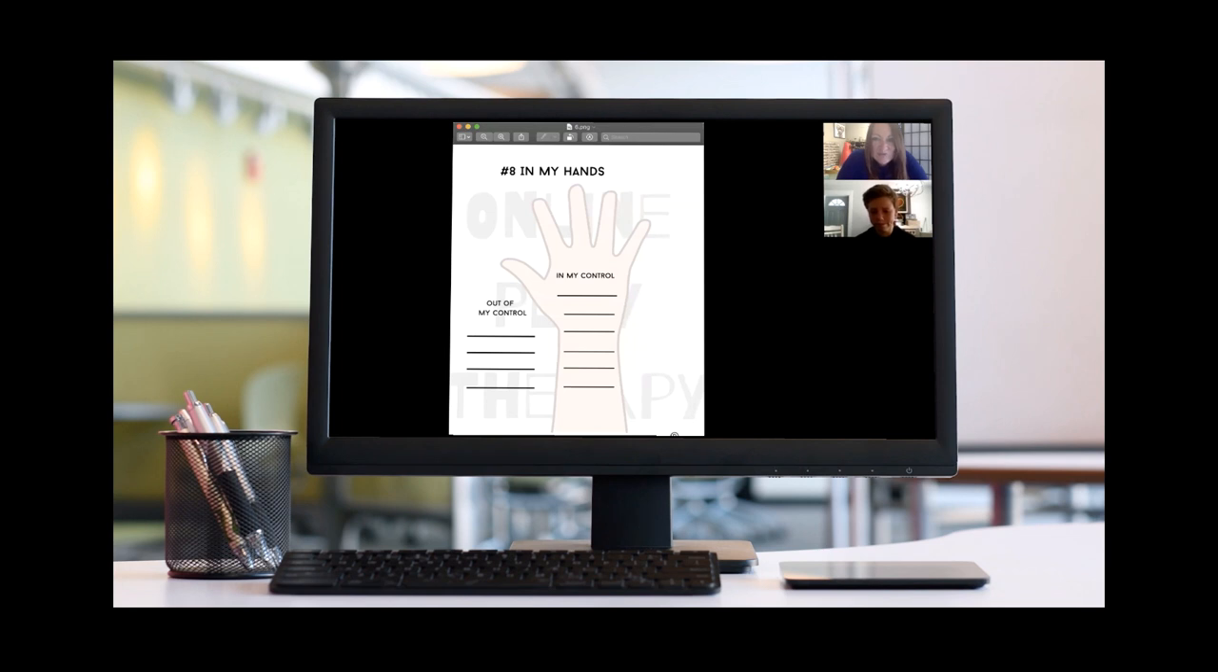Or even like this quarantine, you didn't really decide whether you were quarantined in your house for this amount of time. Some things you do have control over, like what you do. When you think about in your hands, in your control, what's something in your life that feels like you have control over? School. So school's in your control. Feels like that's something in your hands. Tell me about that.